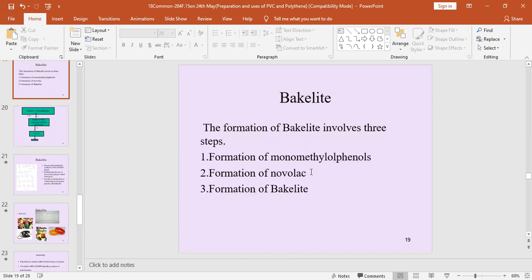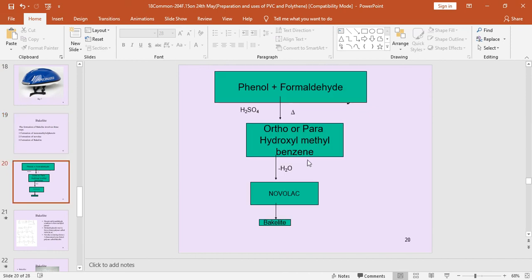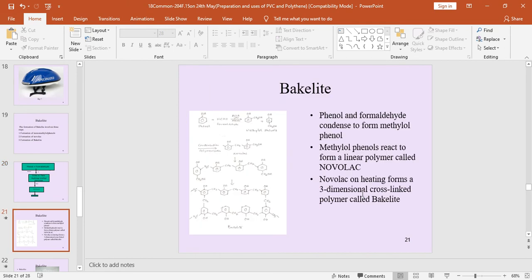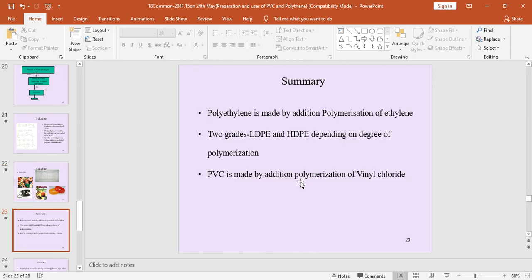So the third plastic is bakelite. Phenol plus formaldehyde, first step ortho or para hydroxymethyl benzene formation, second step novalac, third step finally we got bakelite. This is the bakelite preparation. Uses of bakelite: preparation of switchboards, buttons, ties, bangles and other bangles. So that is the bakelite formation.